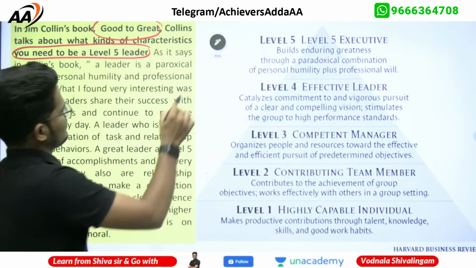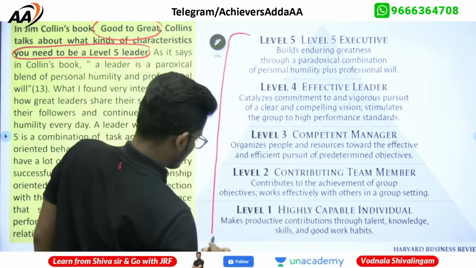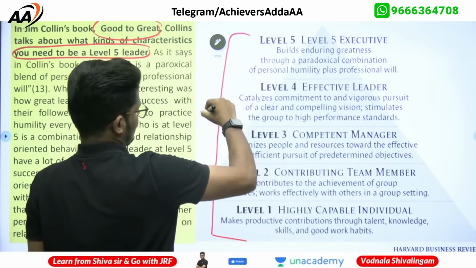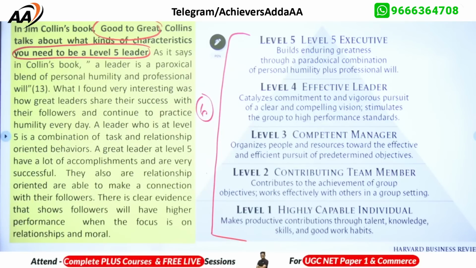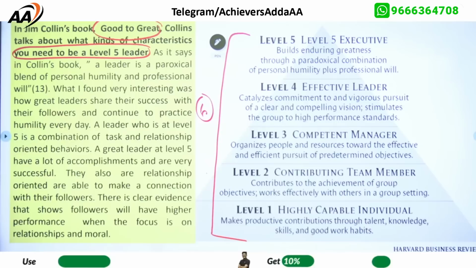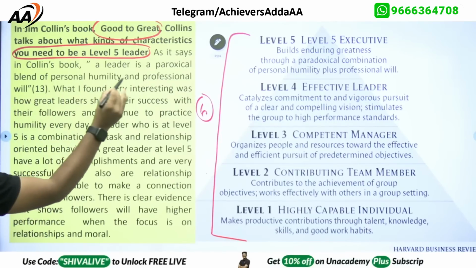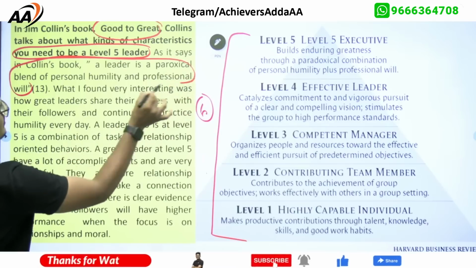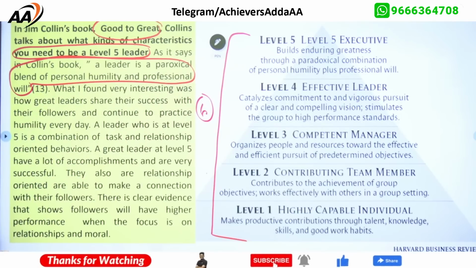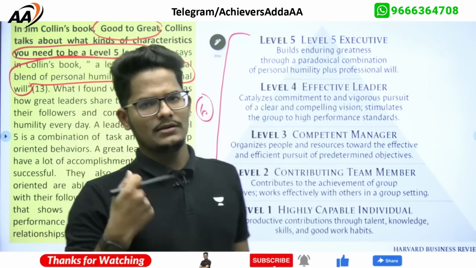The characteristics of a good leader. 5 characteristics or 5 levels of characteristics of a good leader. A leader is a paradoxical blend of personal humility and professional will. This is the important point told by him. A leader is not the one who is looking for personal gain only.